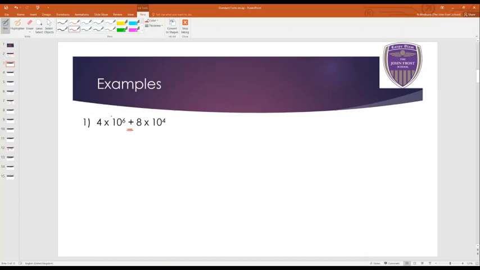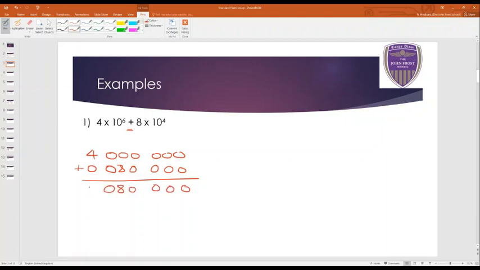Okay, so 4 times 10 to the power of 6 means 4 with 6 zeros. 1, 2, 3, 4, 5, 6. 8 times 10 to the power of 4 means 8 with 4 zeros. I'm just going to put them underneath here, look, because we want to add them up in the column method anyway, don't we? And if you want to fill those gaps in with zeros, you can. Now we're just going to do the column method. So 0, 0, 0, 0, 8, 0, and 4. Okay, so that is our answer, 4,080,000.